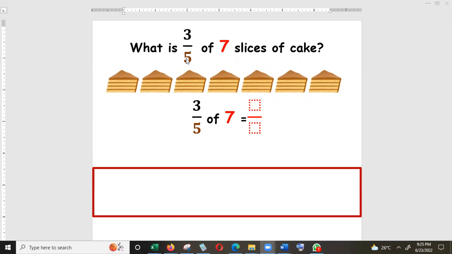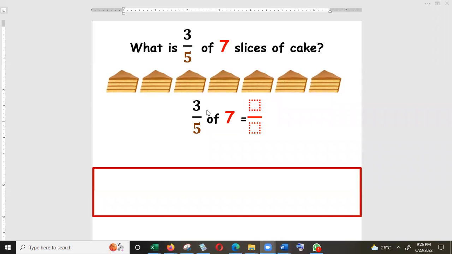What is 3/5 of 7 slices of cake? So basically what we have there are 7 slices of cake. 1, 2, 3, 4, 5, 6, 7 slices. And we want to take 3/5 of that. So how much cake will that be? So basically we need to take 3/5 of 7.